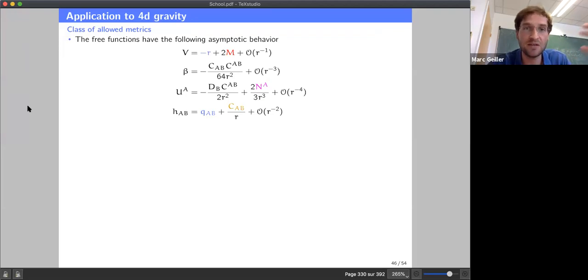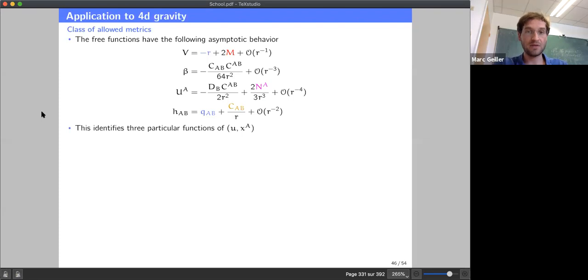Now in the four-dimensional case, this is obviously not the case. The theory is not topological, so we cannot write an exact solution, but instead we can still go ahead and look at the Einstein equations with this ansatz for the Bondi form of the metric, which we gave on the previous slide, and see what type of asymptotic behavior on the fields is imposed by the Einstein equations. Well, if we do this, we will find that the 6 fields in the metric, V, beta, U^A, and h_AB, the sphere metric, have to have this behavior.